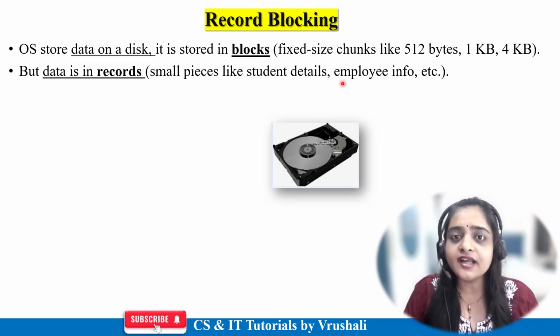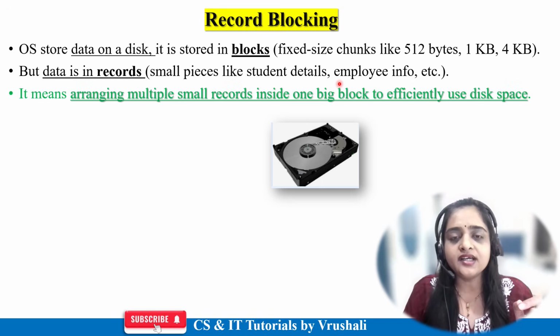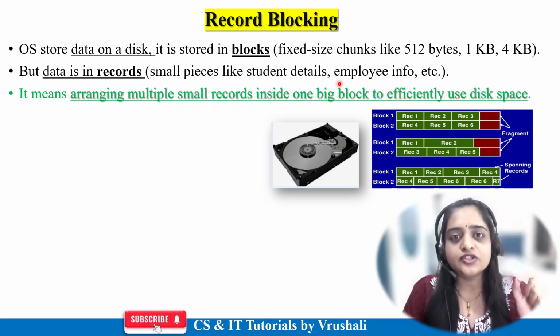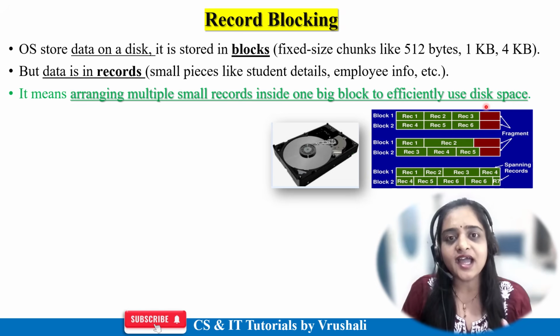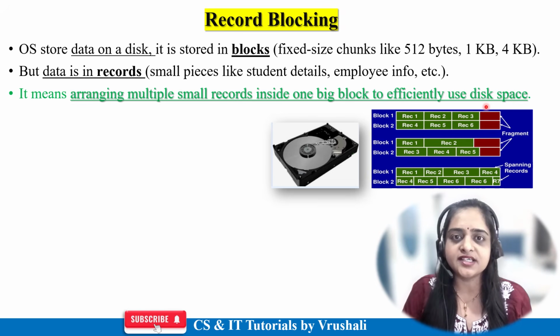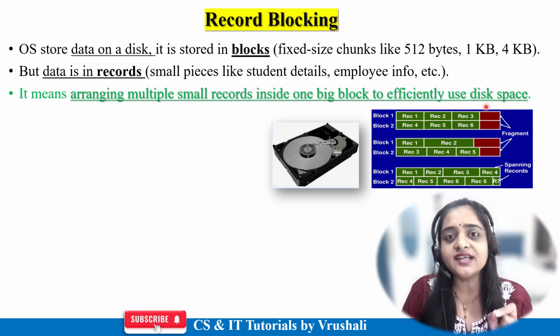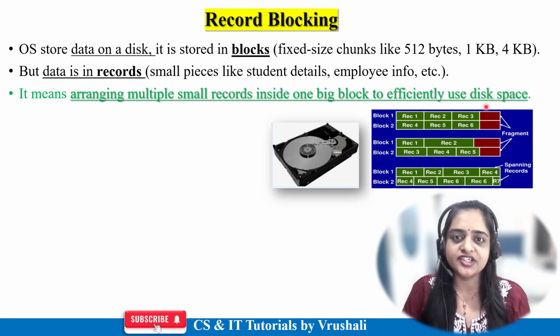So this data is not in a fixed size format, right? This is variable size data. At this point, the record blocking concept is used by the operating system. Record blocking means arranging multiple small records inside one big block. Basically, it uses the hard disk space efficiently and accurately. This is a responsibility of the operating system, to provide better disk or memory utilization.